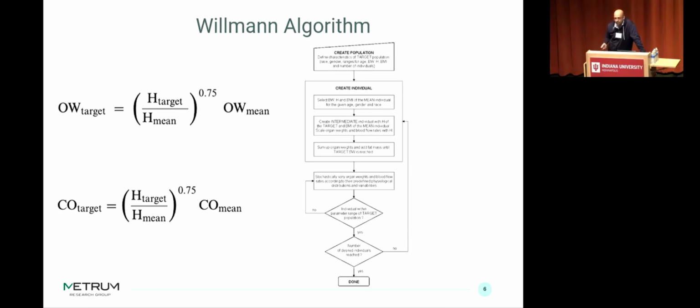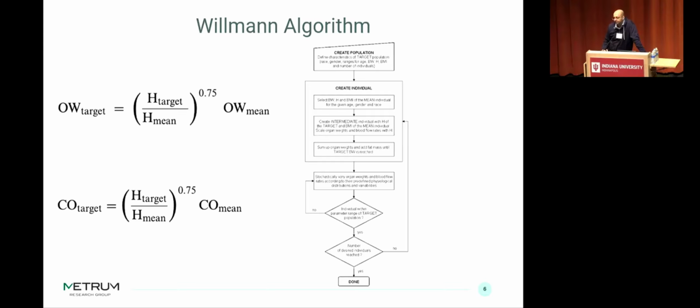Okay, and then what we do is that this could help us to get a mean individual, right? The mean individual given these conditions that we stated. Now, if we have an exact target individual, we can scale using something like this. So this is the target organ weight, with just simple allometric scaling, okay? We have the mean height, we have the organ weight of the mean, and then we have an allometric scale, some exponents, different exponents for different organs, and then we get the organ weight for the target individual. Okay, similarly, we do this with the cardiac output as well. So this is the simple idea, right?